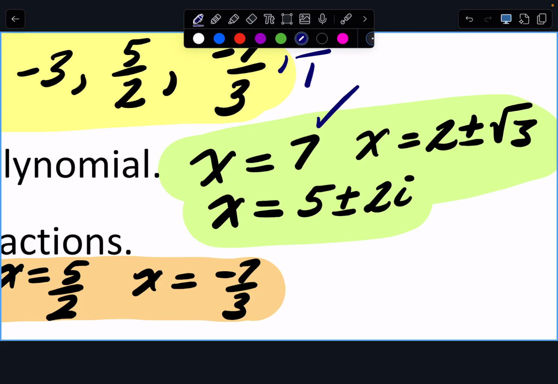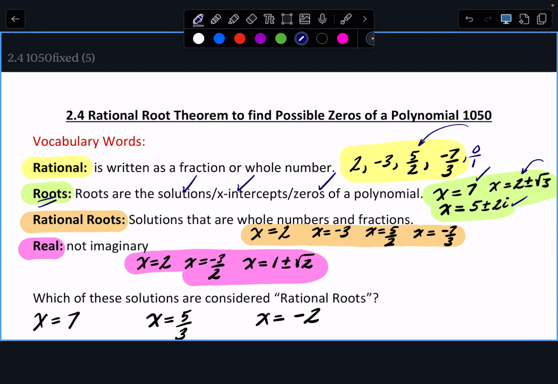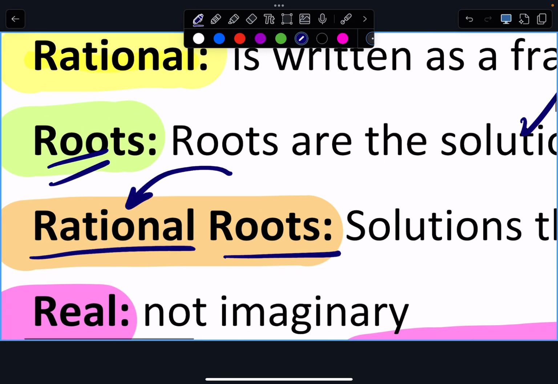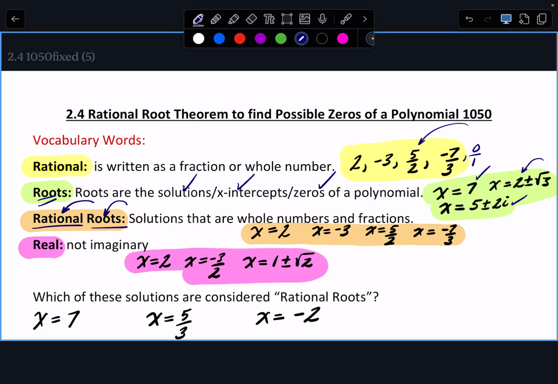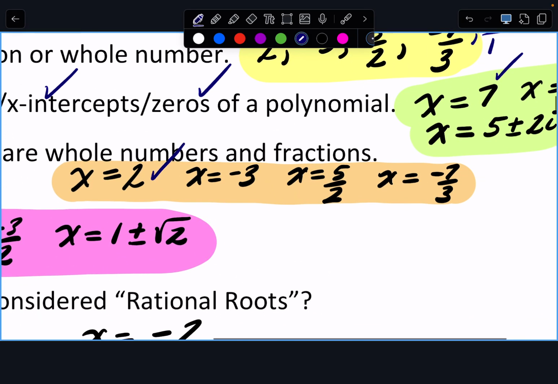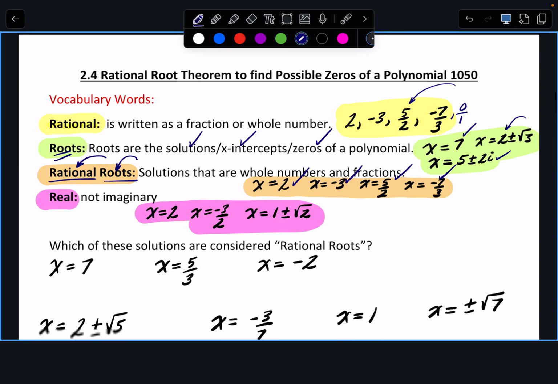So this is a whole number solution, a whole number root. This is an irrational root, a solution that's irrational. It still has a radical in it. It's a decimal. And then this is an imaginary root, an imaginary solution. Today, the focus is on rational roots. Think about what that means. Fraction and whole number solutions, right, everyone? So these are all examples of solutions that are fractions and whole numbers.